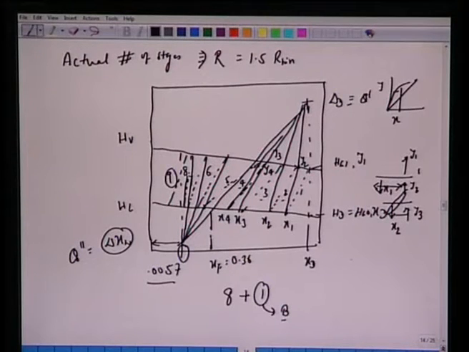Okay, so if we recall our discussion, we have the last plate here 8, starting here with 1, and the last, the reboiler, acts as a theoretical stage because the product vapor and the liquid are in equilibrium. So the last stage 9 drawn here represents this boiler. So we have essentially 8 plus 1 stages here.